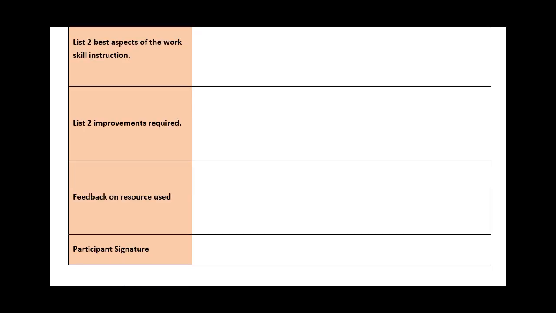So we really do need to get those participants, while they're doing some ticks and crosses in the boxes above, to actually list 2 of the best aspects of the work skill instruction presentation, 2 improvements that they've identified are required, and also a little bit of feedback on the resource that you use. So that PowerPoint or the video or the quiz questions or the learner activity or the handout, whatever the case may be. And it's really important that you do get your learners to give you this feedback because it's a critical part of your assessment.